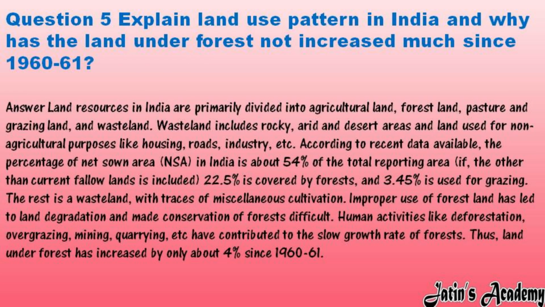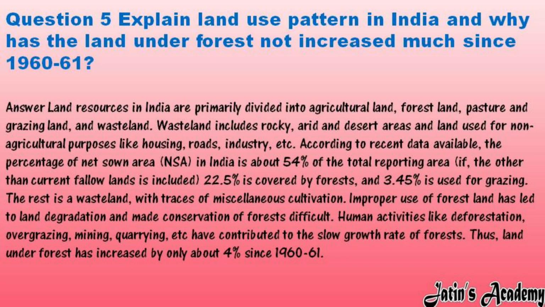Question 5. Explain land use pattern in India and why has the land under forest not increased much since 1960 to 1961? Answer. Land resources in India are primarily divided into agricultural land, forest land, pasture and grazing land, and wasteland. Wasteland includes rocky, arid and desert areas and land used for non-agricultural purposes like housing, roads, industry, etc.